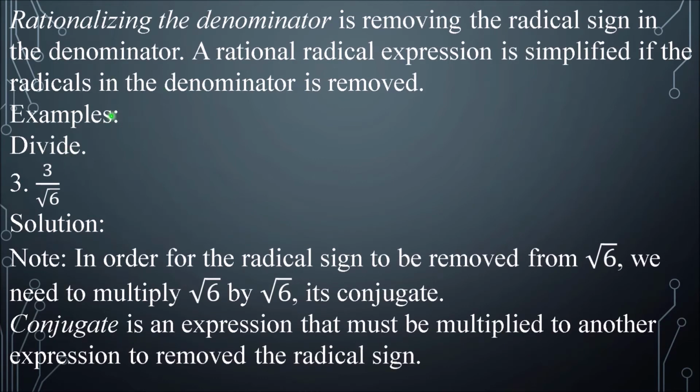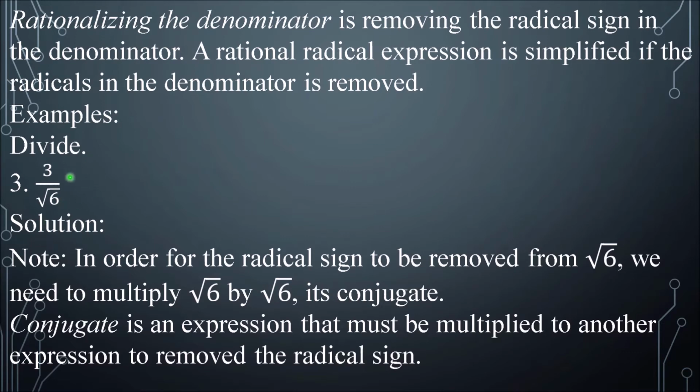Number 3. What is the meaning of rationalizing the denominator? So it is removing the radical sign in the denominator. A radical expression is simplified if the radical in the denominator is removed. So let's have this example, 3 over square root of 6. So this is not yet simplified because there is a radical in the denominator.